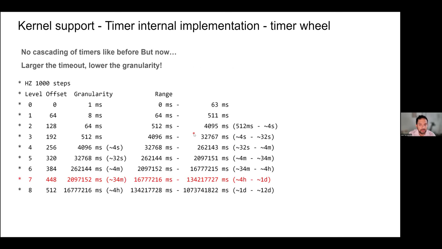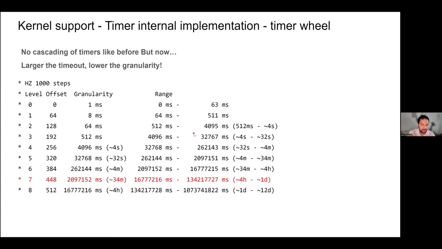So the only difference between what I showed you and what it is now is there's no cascading anymore. The timers are put in their respective bucket depending on when they expire, and then they're expired in place.